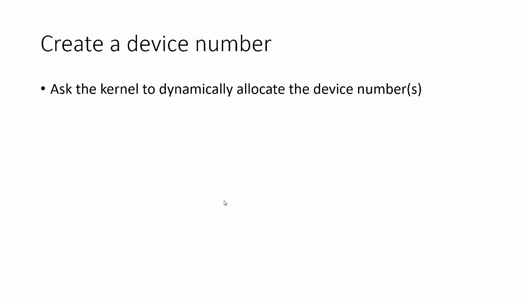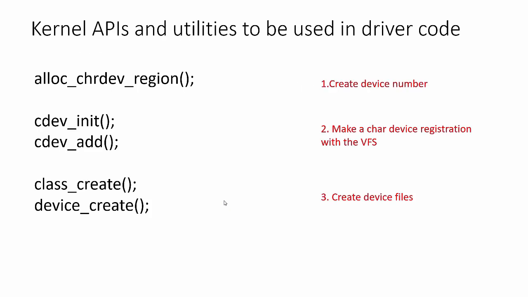Let's start implementing these steps one by one. Let's create a device number. Your driver has to ask the kernel to dynamically allocate the device number or numbers. Basically, what you should be doing here is using kernel APIs and kernel utilities in order to request various services from the kernel. Now, to create a device number, you just have to use a kernel API, alloc_chrdev_region. This creates a device number.